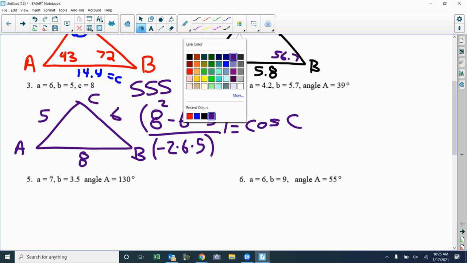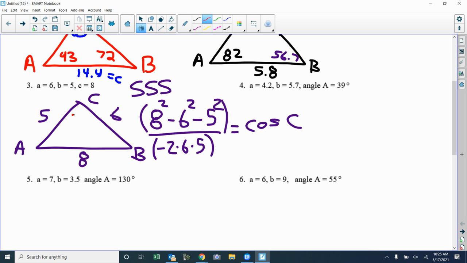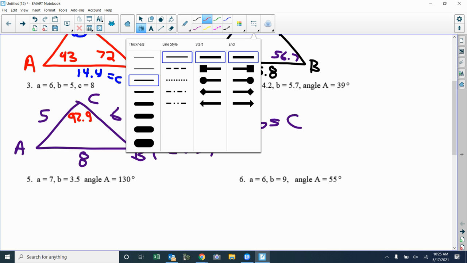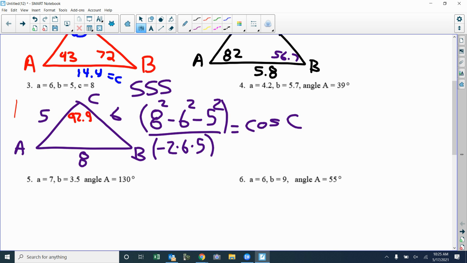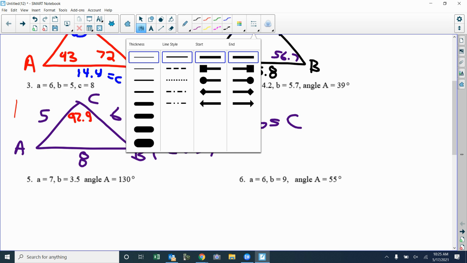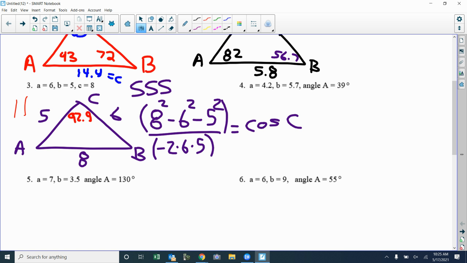If you're interested in practicing right now, see if you can get angle C. I got it at 92.9, 92.9 if you can get close to that. So 8 squared minus 6 squared minus 5 squared, you get that on top divided by -2 times 6 times 5. So you need the inverse to get the angle of 92.9.